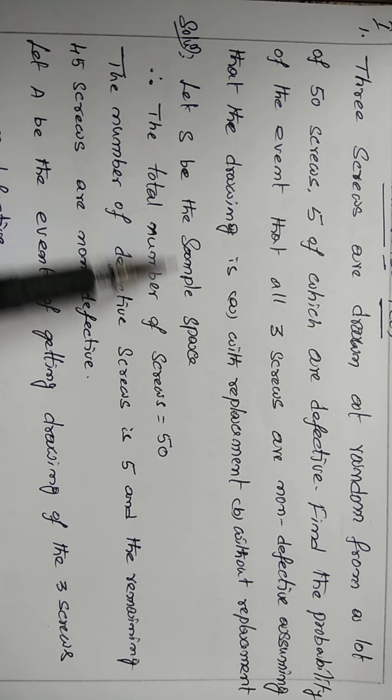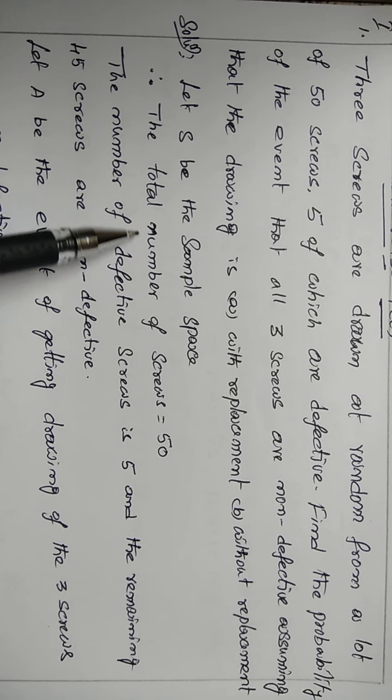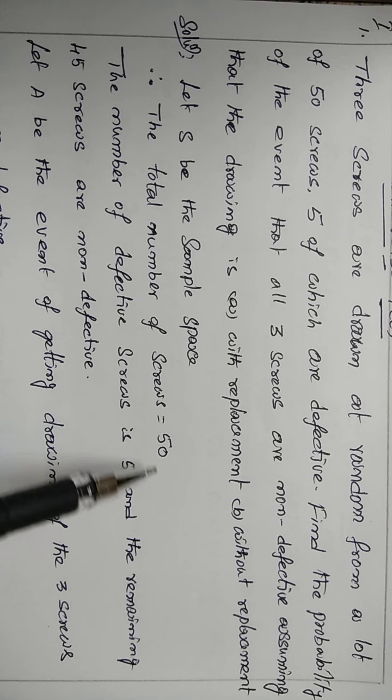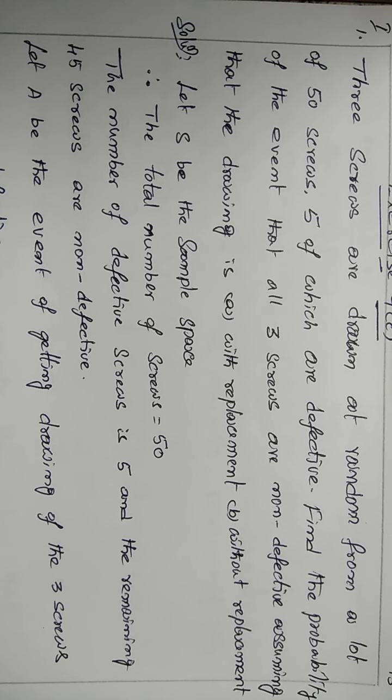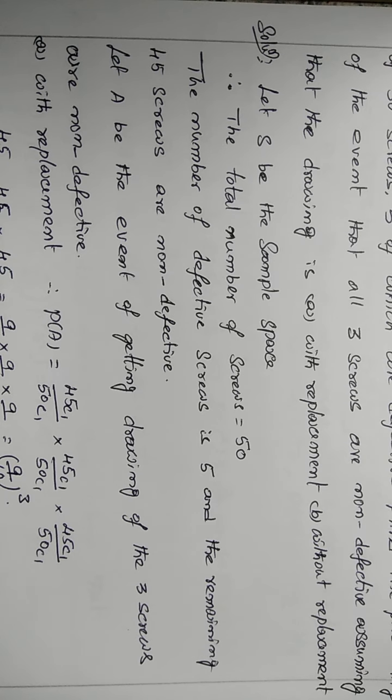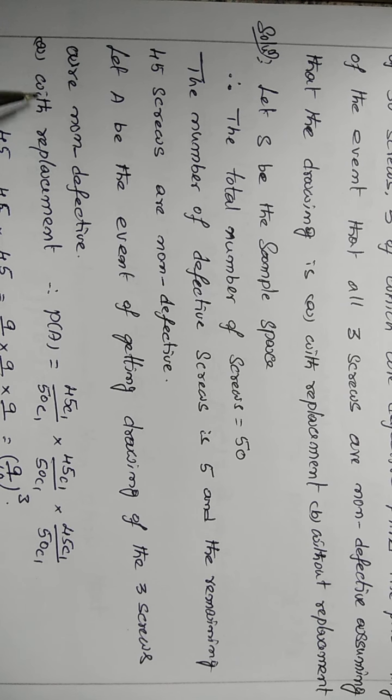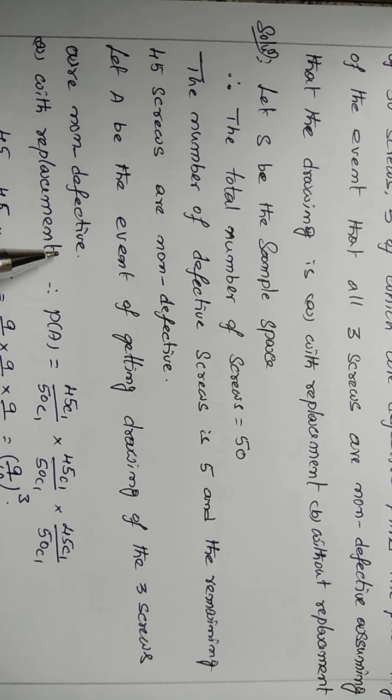Solution. Let S be the sample space. The total number of screws is equal to 50. The number of defective screws is 5 and the remaining 45 screws are non-defective. 5 are defective, 45 are non-defective. Let A be the event of drawing the three screws that are non-defective.